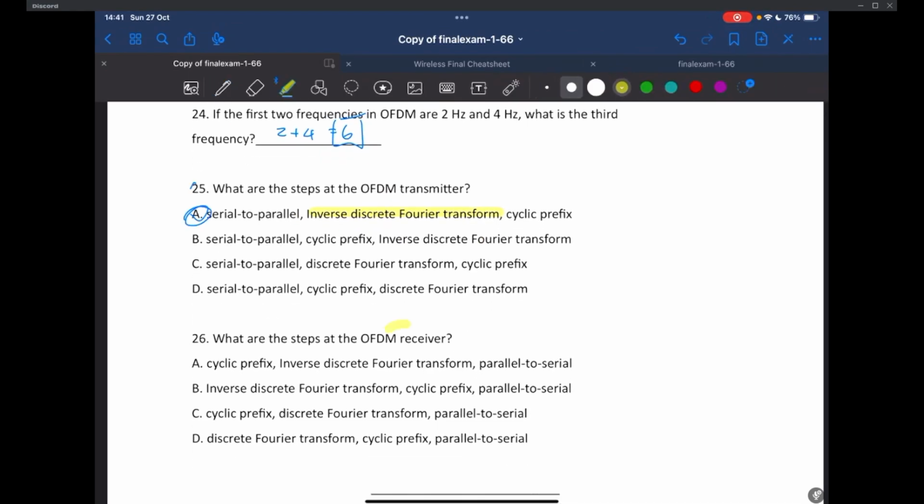And for the receiver, it has to be the reverse of the inverse discrete Fourier transform. It has to be the discrete Fourier transform. So it's the discrete Fourier transform here.